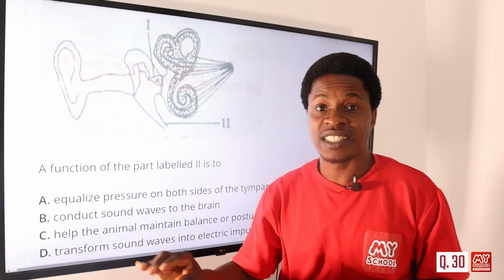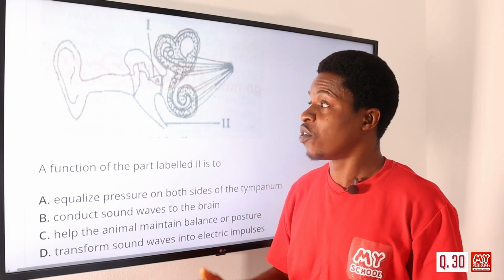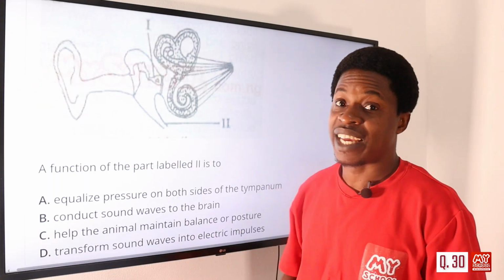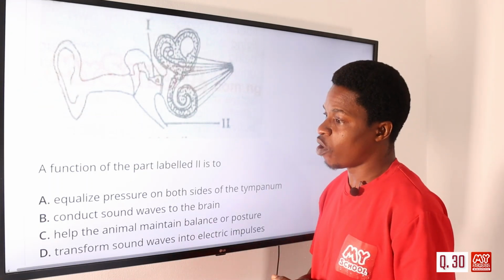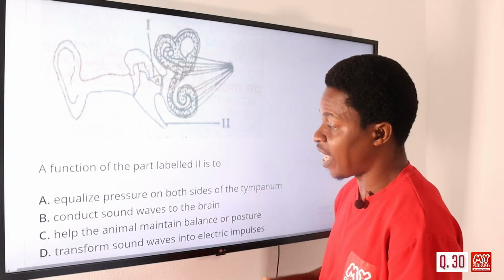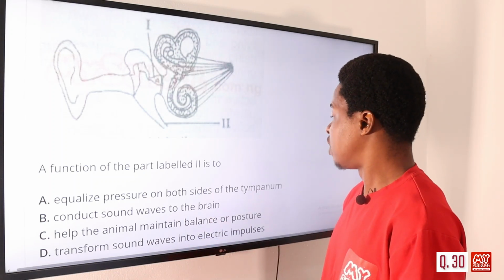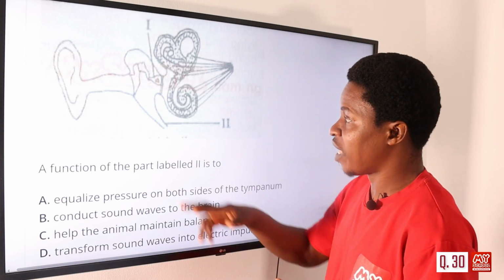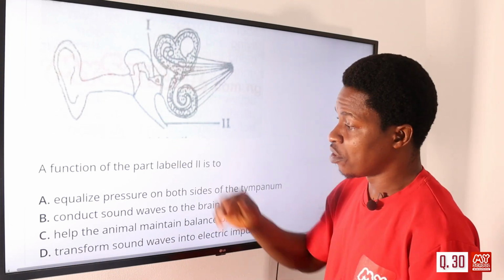The function is to balance or to equalize the air pressure that is within the middle and the outside part of the ear, the outer part of the ear. So option A says equalize air pressure on both sides of the tympanum. That is correct. Option B says conduct sound waves to the brain. No, that's not the function of the eustachian tube.